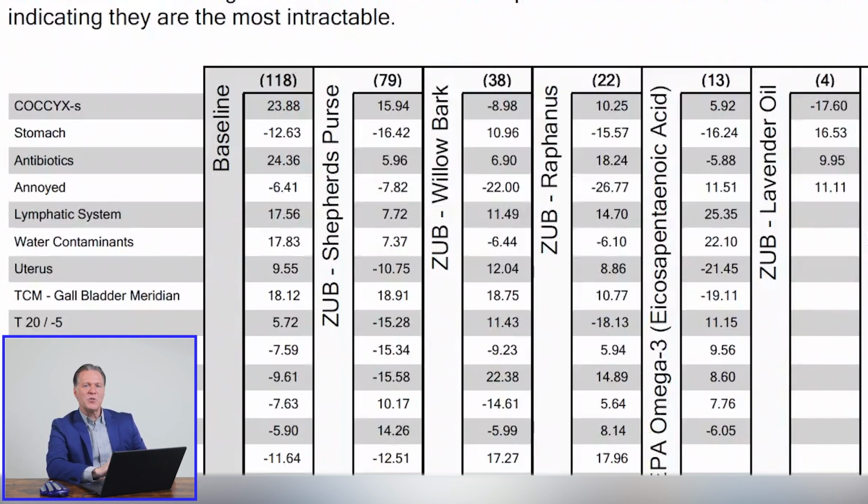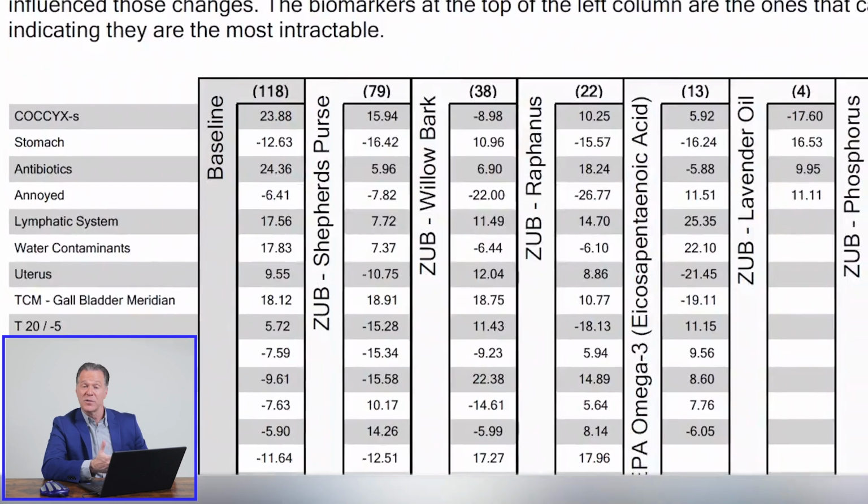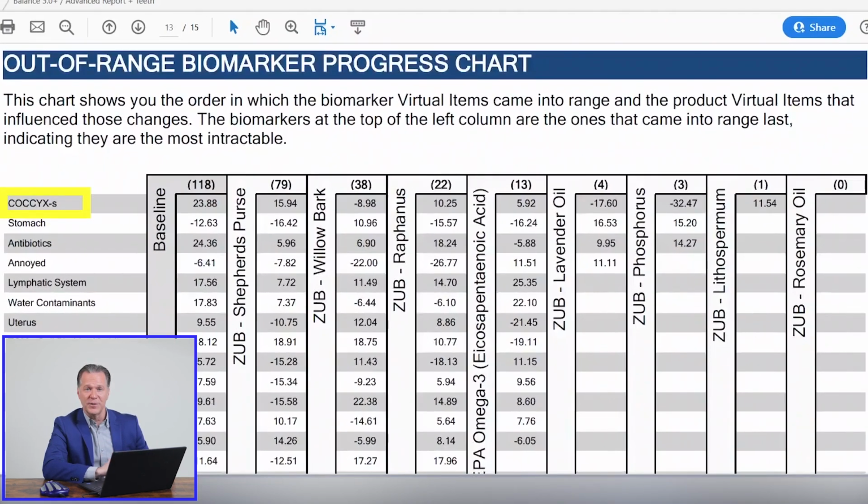Now, along with helping you see which products brought a specific biomarker into range, this chart is helpful to see what we call stubborn biomarkers. These are the ones that took the most products to bring back into range. So, the coccyx here, you can see that it took 7 different items to bring that into range. Stomach and antibiotics took 6 products, and so on.